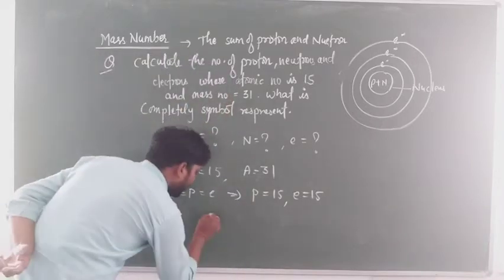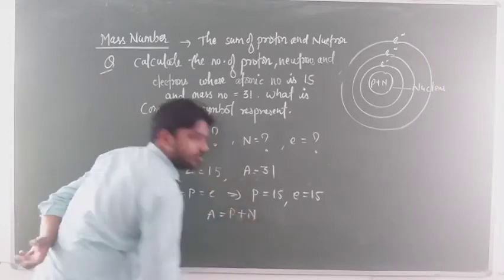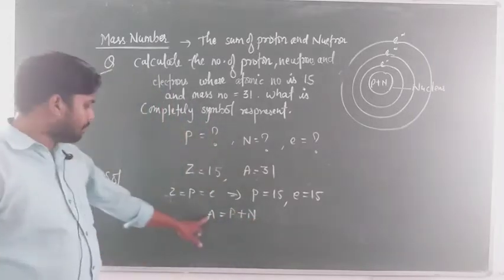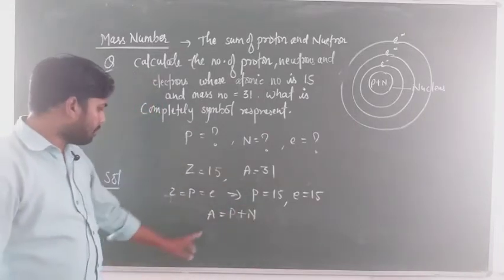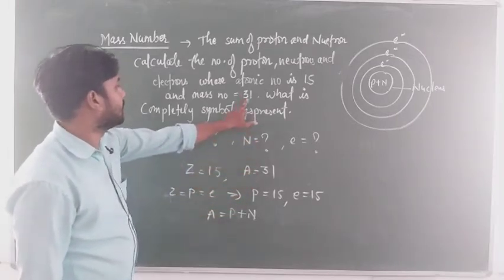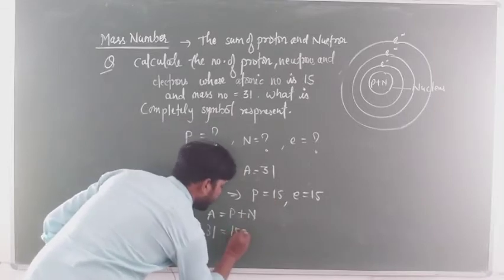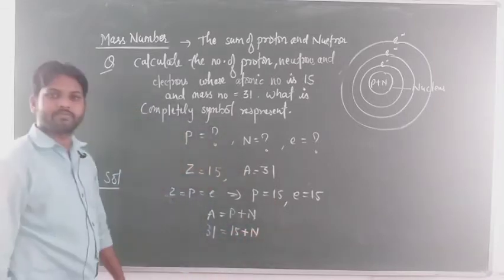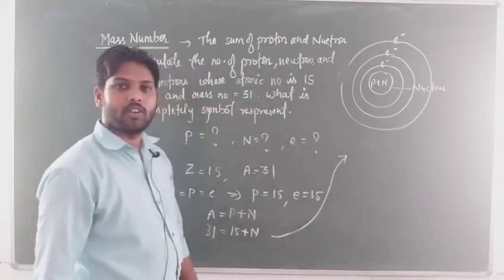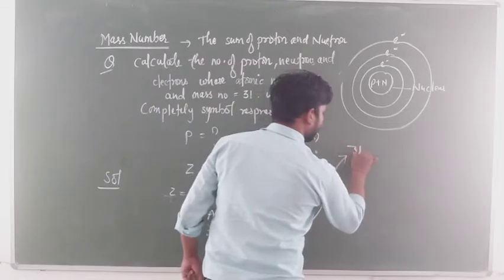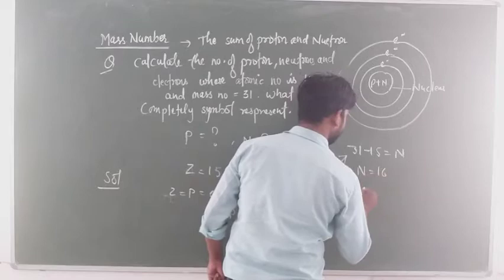Now we have to calculate the number of neutrons. From the formula A is equal to P plus N, mass number is equal to the sum of protons and neutrons. Mass number is given, 31, protons is given, 15, and neutron we have to calculate. So 31 minus 15 is equal to neutron. So neutron is equal to 16.